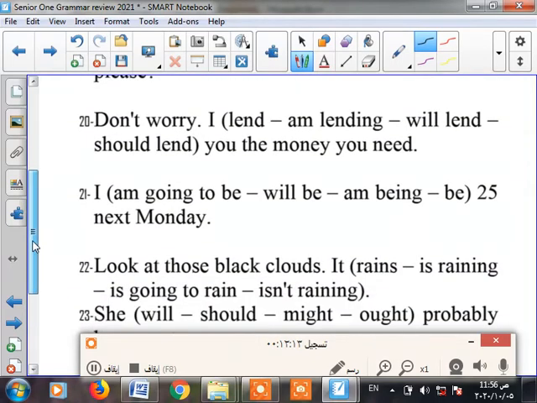Okay, number 20. Don't worry, I got you the money you need. Again, it's offering help. So when I say don't worry, I will lend. Okay, I will lend you the money you need. It's an offer. You are offering help to someone, so you will use the word will.